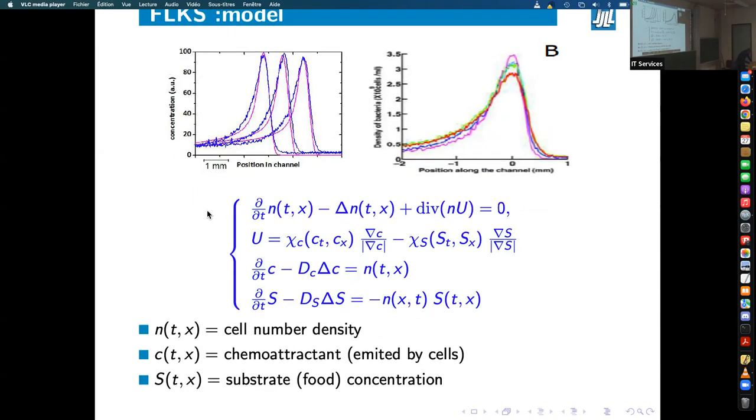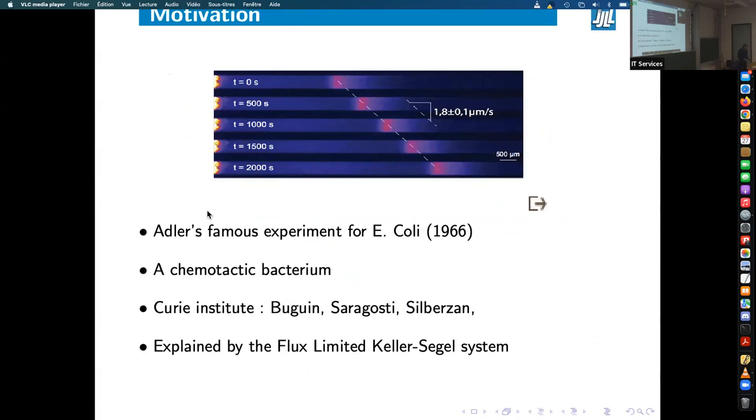So this is what you see in this experiment. And what we discovered with this group and Vincent Calvez and this group of experimentalists is that if you want to explain that, the flux-limited Keller-Segel equation is the correct interpretation.